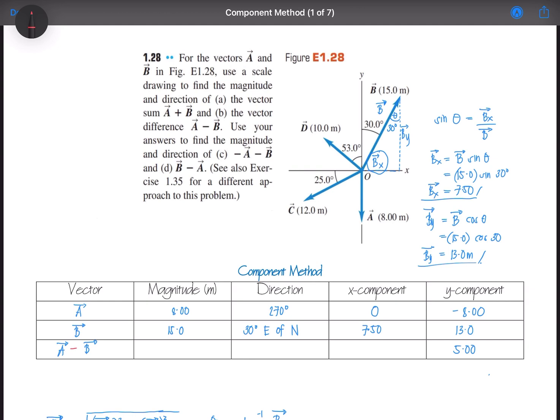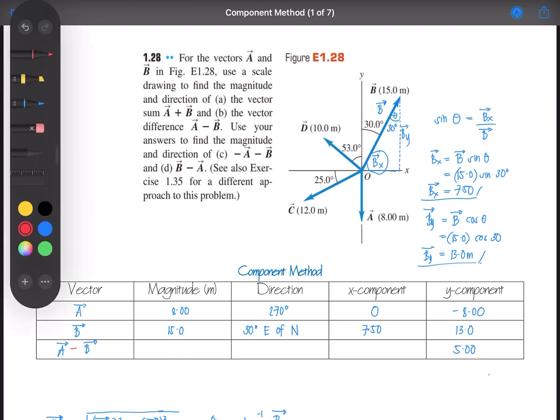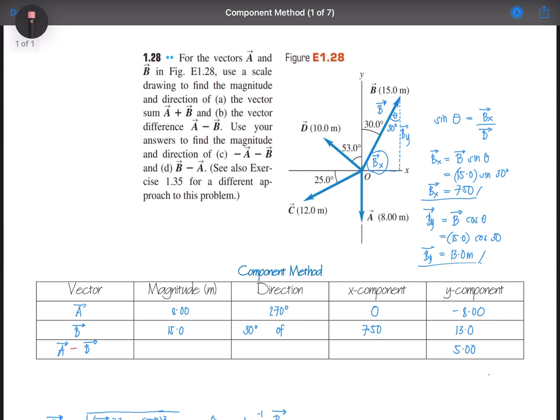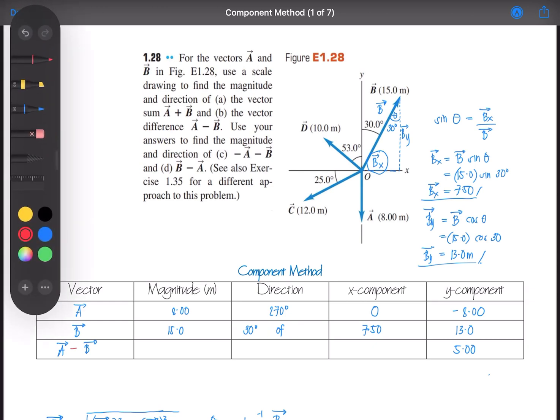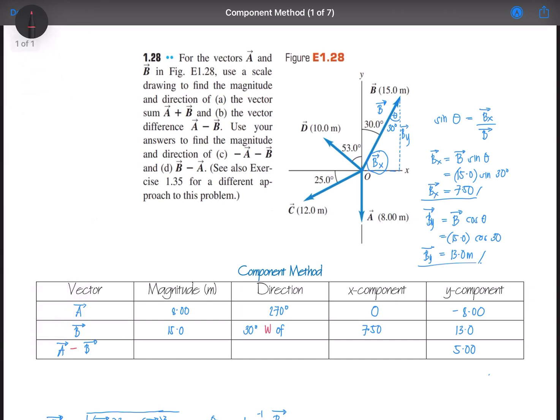So from east of north, since we are subtracting, the opposite of east is west, and the opposite of north is south. So the direction now of vector B is 30 degrees west of south. So it's like here. And so, nandyan na ngayon yung vector B natin.